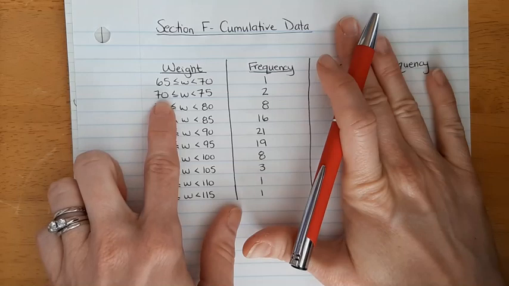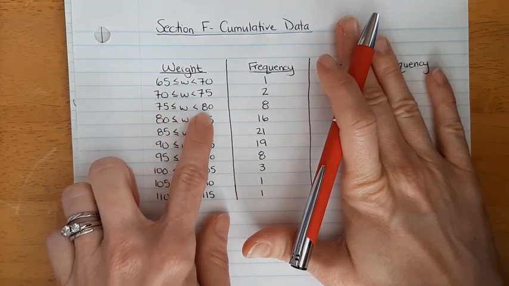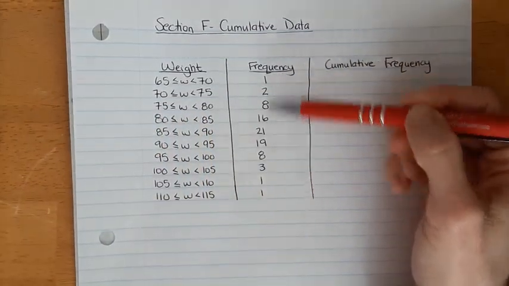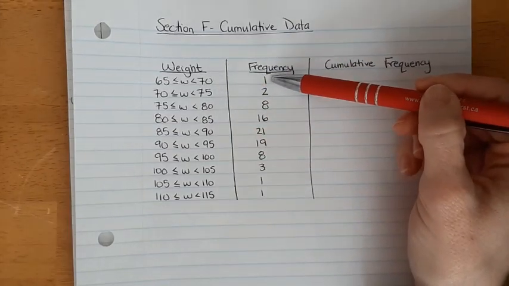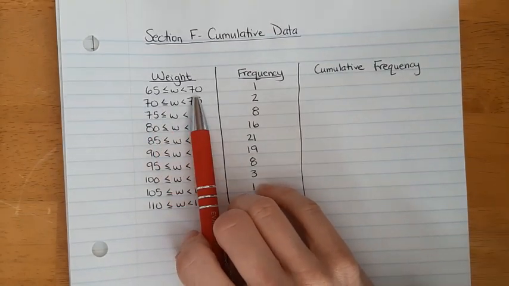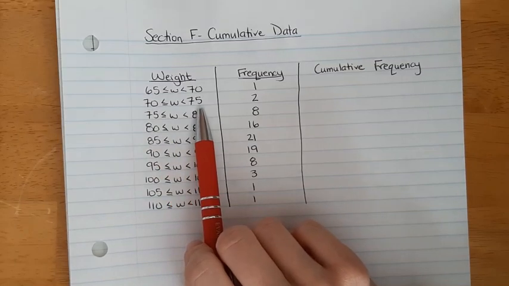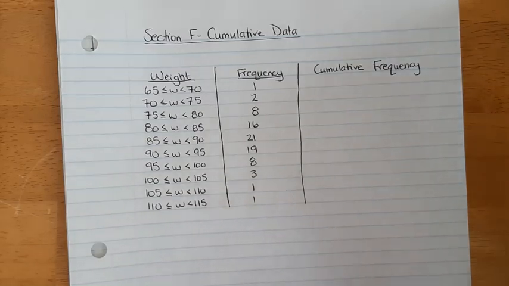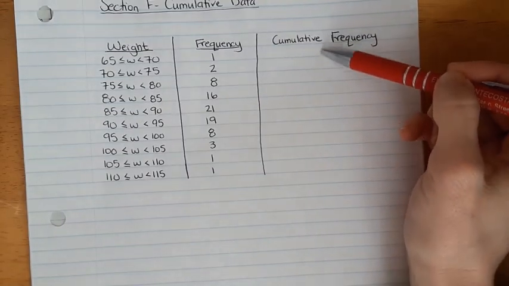And then the next category is 70 to less than 75, 75 to less than 80, 80 to less than 85, and so on. And then the second column tells us how many players fall in each of these ranges. So there's one player on the team that is between 65 and 70, but not equal to 70. There's two players on the team between 70 and 75, 8 players on the team between 75 and 80, and so on. So when you're asked to construct a cumulative frequency graph, the first thing you're going to do is add in this last column, this cumulative frequency column.